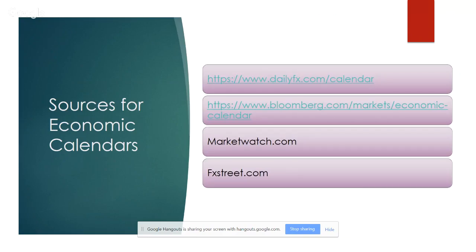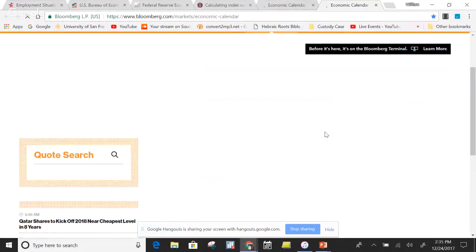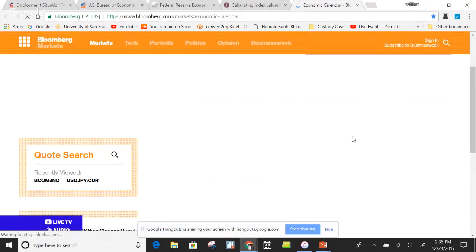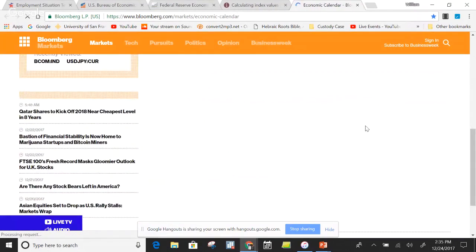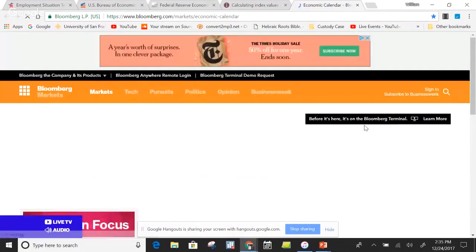So here's some sources for economic calendars really quick. I'm going to go to the Bloomberg one just because I like Bloomberg. Like I said, I'm relatively Bloomberg biased, right? As soon as it loads up here, I think it's my internet that's messing up.